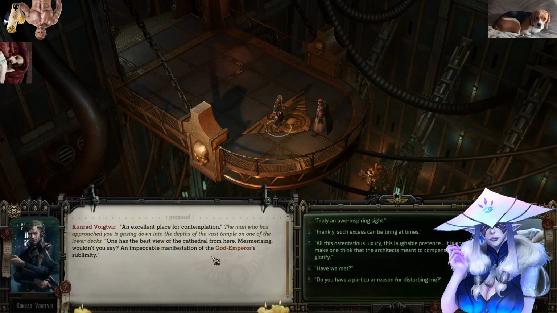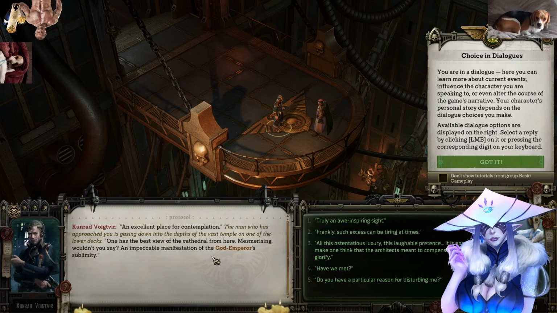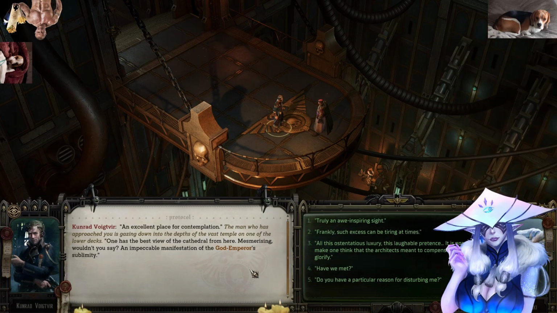An excellent place for contemplation. One has the best view of the cathedral from here. Mesmerizing, wouldn't you say? An impeccable manifestation of the God Emperor's sublimity.